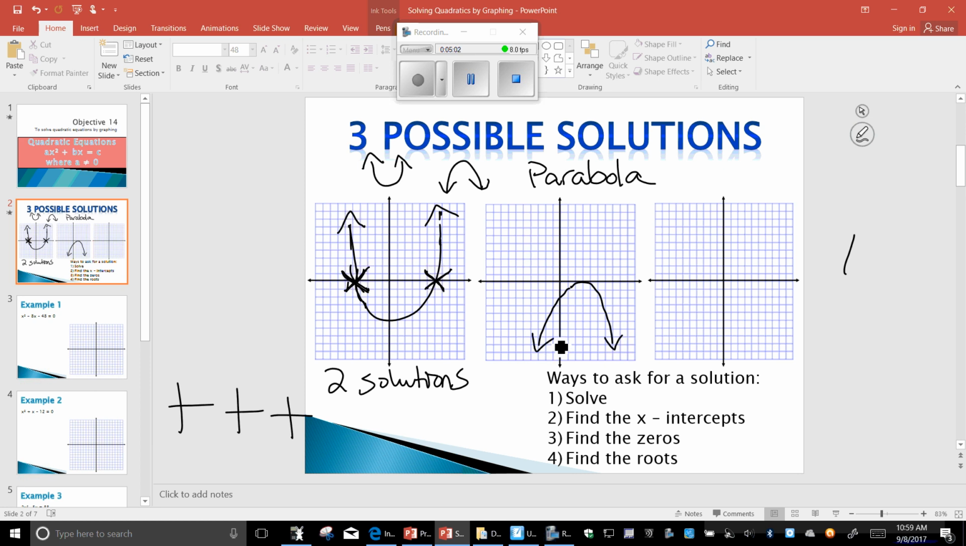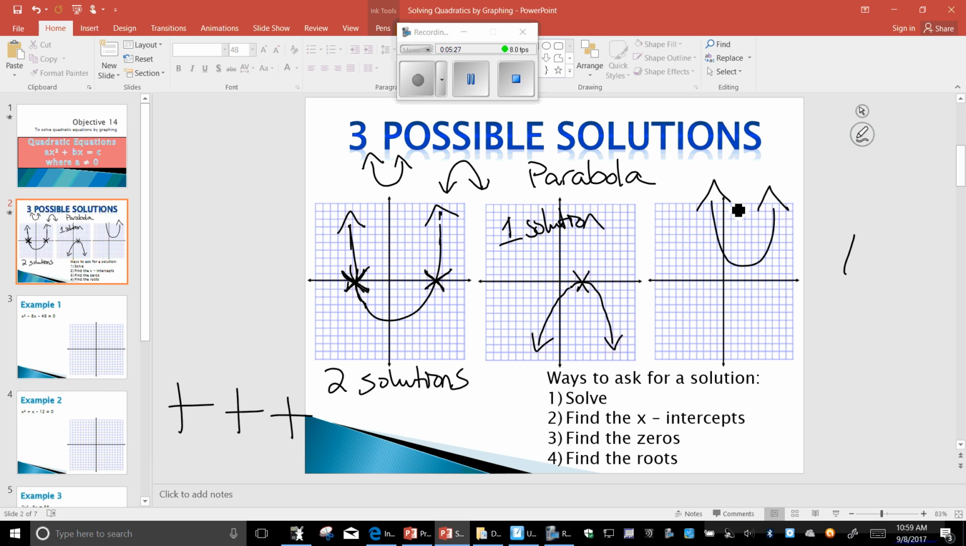It might look like this. And everybody says, Ms. Corns, there's no solutions. It's not crossing the x-axis. But is it touching the x-axis? Yes. And we would say it's touching at its maximum point here. We call this the vertex. And so in this case, if it crosses right at the vertex, there would only be one solution.